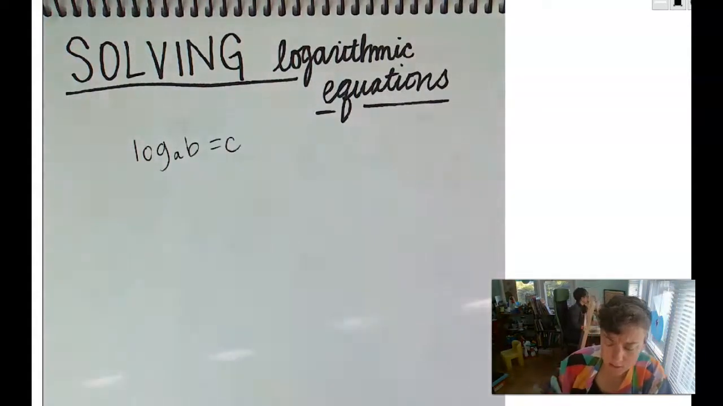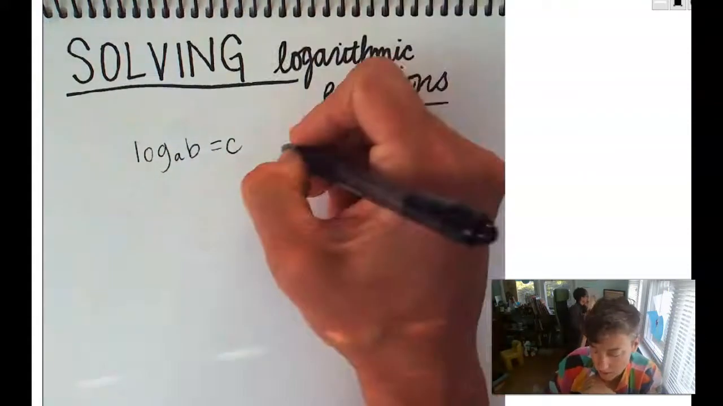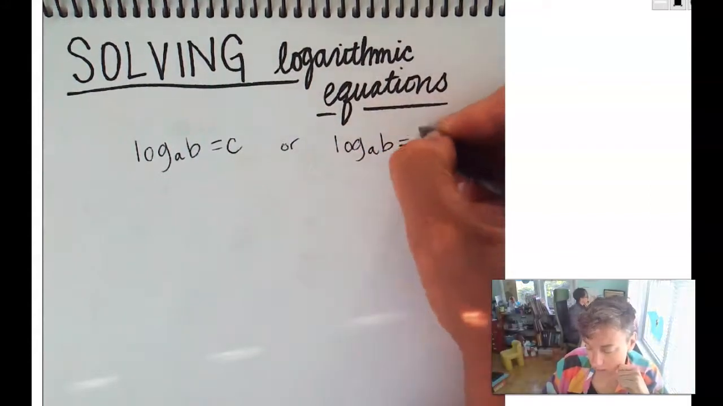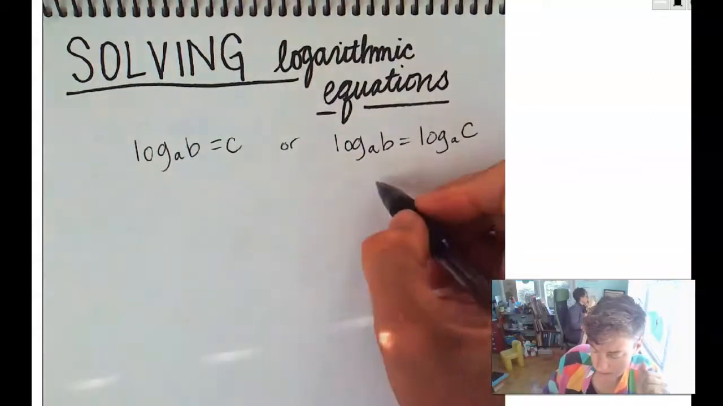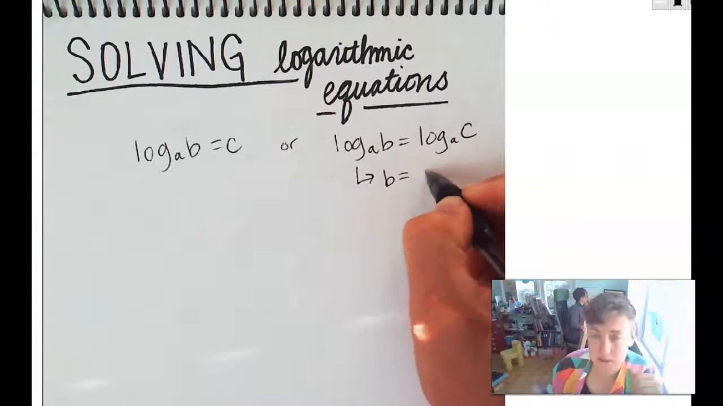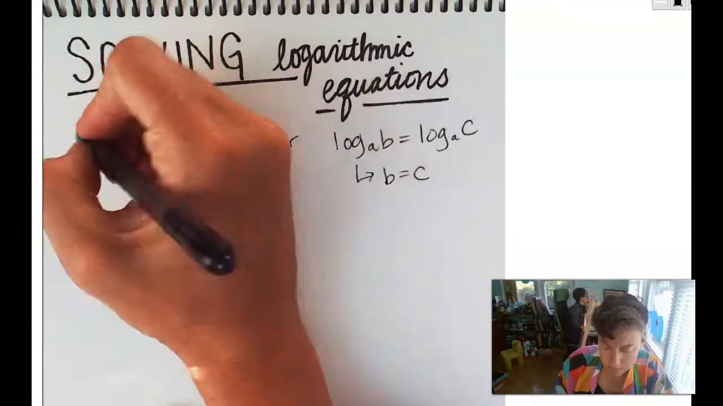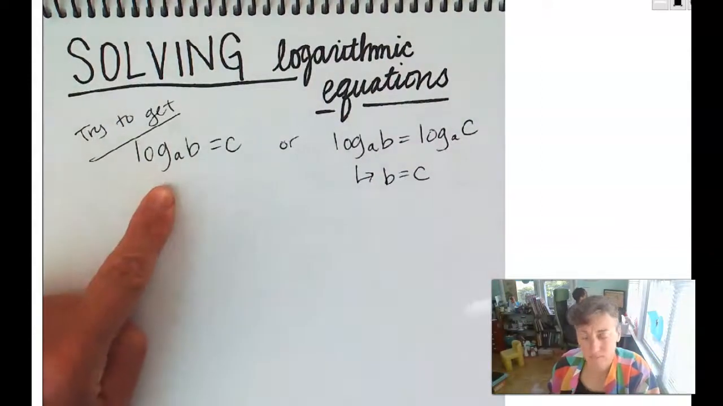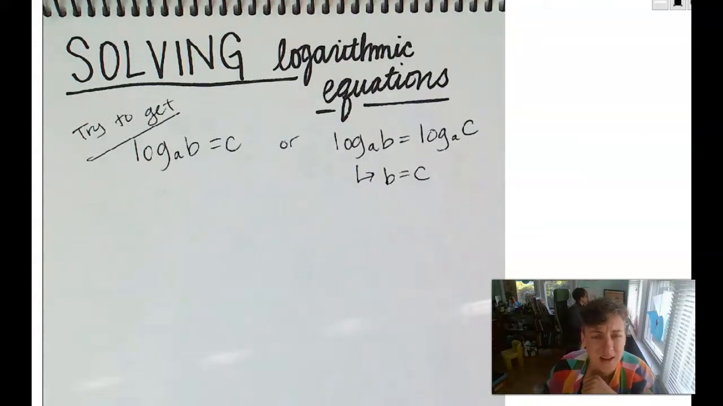Right? So we're either going to try to get our expression to look like this so we can evaluate it, or if we get something like log base A of B equals log base A of C, then we can set B equal to C and solve there. Okay? So try to get either this situation to happen or this situation to happen. Cool. Let's dive right in with an example.